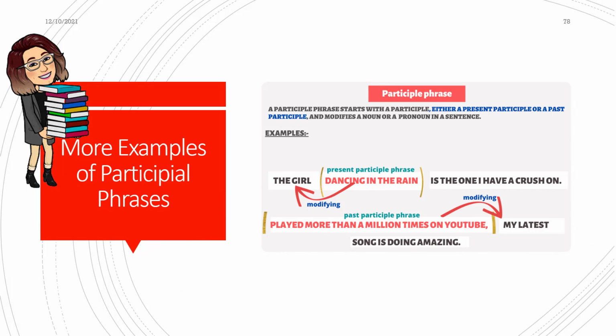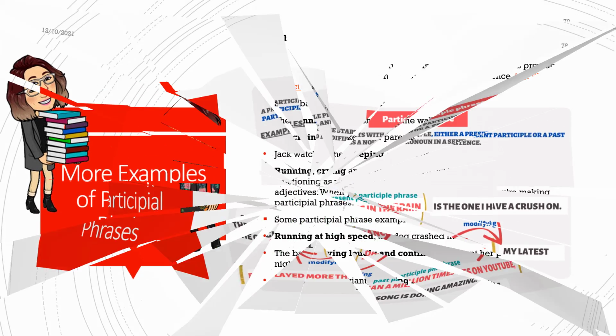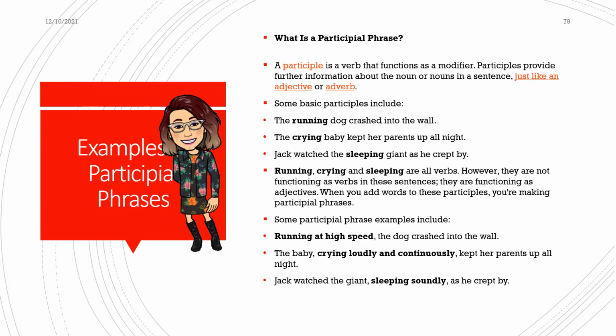Okay? Another one. Normally you would have: The girl who was dancing in the rain is the one I have a crush on. So you take out the "who" and the "was," and you say: The girl dancing in the rain is the one I have a crush on. Instead of having two sentences, the girl is dancing in the rain, the girl is the one I have a crush on, you combine the two sentences together by using a reduced adjective clause. That's all this is. It's just reduced adjective clauses. And you just take away the "who" and the "is," and then you have yourself a participial phrase.